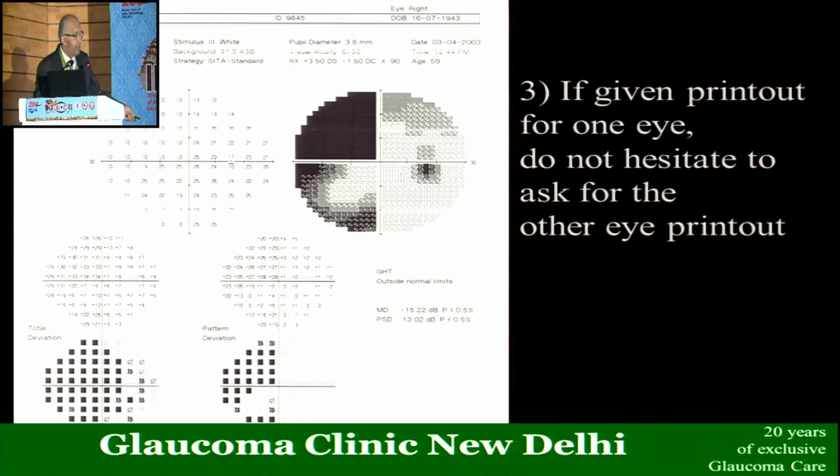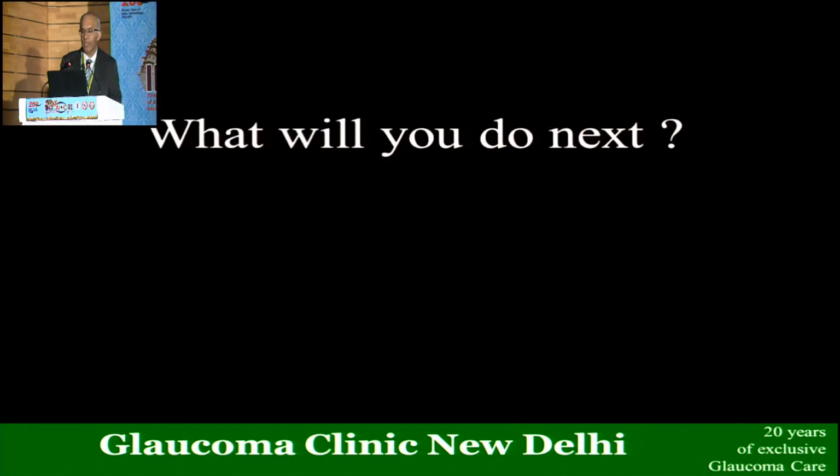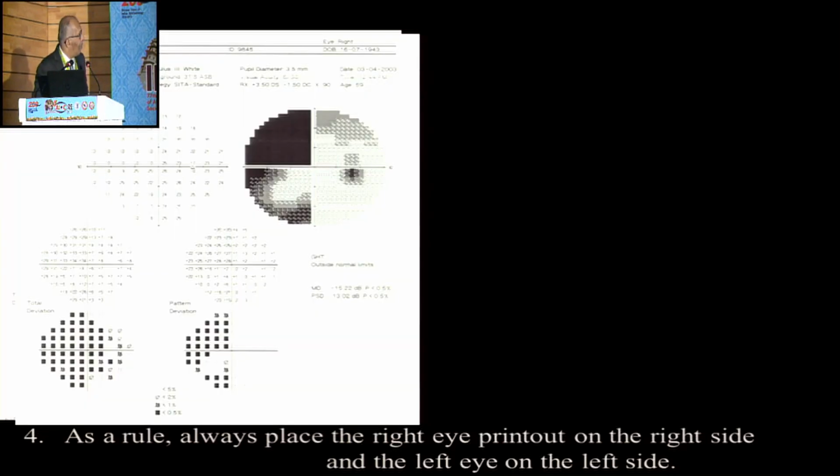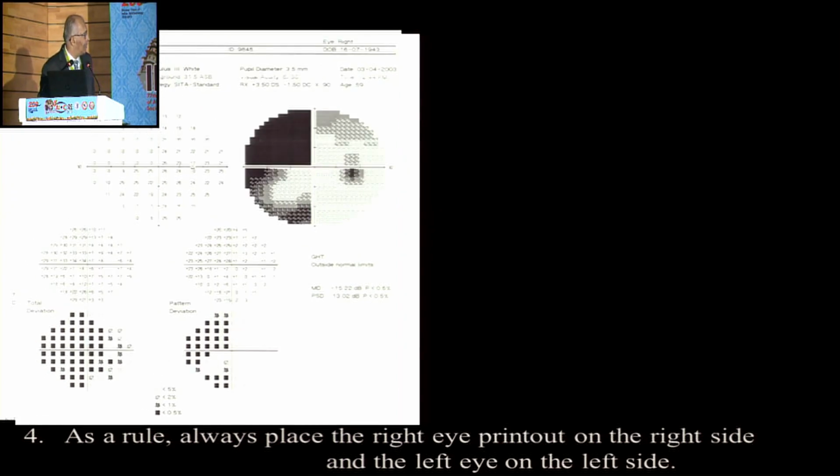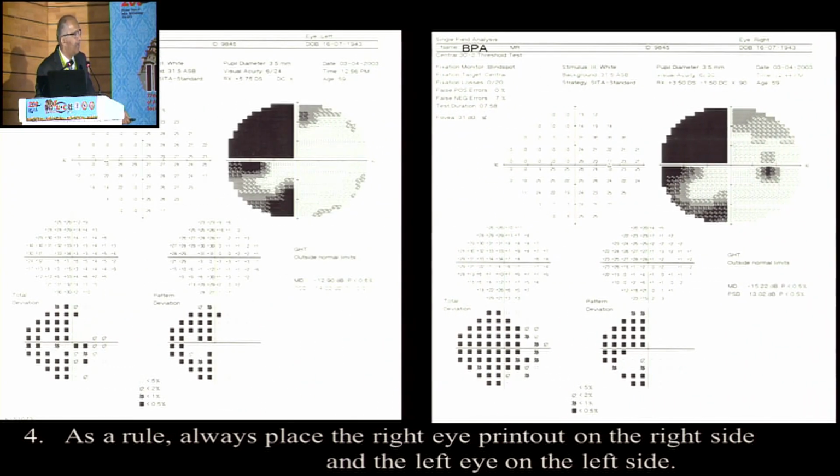So when you have a field printout of one eye, this is the right eye, there's a nasal depression extending superior nasally and inferior nasally. But remember, visual fields of both eyes need to be looked at together. Ask in the exam for a field printout of the other eye. So once you're given that, always place the right eye field on the right side and the left eye field on the left side.